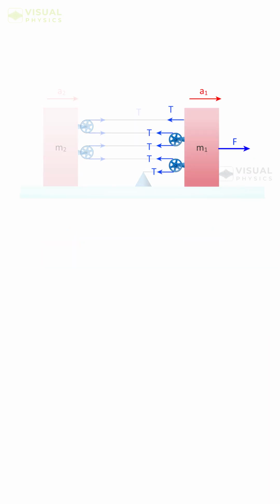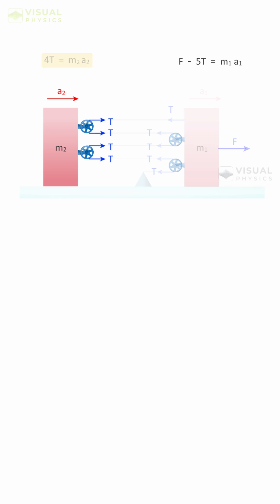Let us consider the free body diagram of M1 along with the pulleys attached to it. So from this free body diagram, similarly from the free body diagram of M2, we have three unknowns: T, a1 and a2, and two equations. Let's try to find out the relation between a1 and a2 using string constraint.